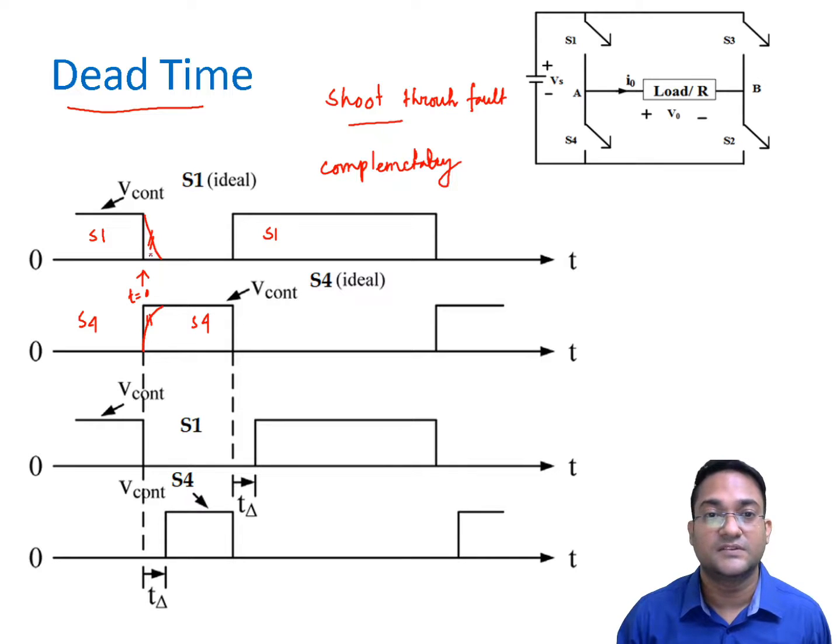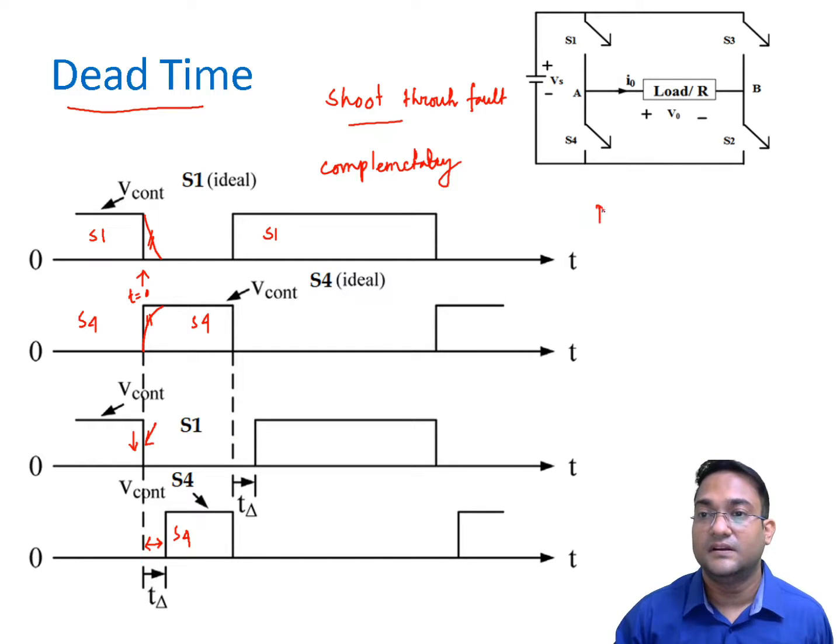So both of them are actually conducting simultaneously, and that will create a shoot through. To prevent that, whatever switch you are turning off, you allow some amount of time before turning on the next device of the same leg. So here we are turning off S1, we are allowing some time, this delta t, and then we are turning on S4. How do you decide this time?